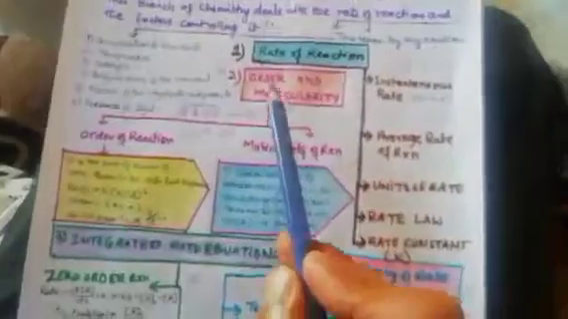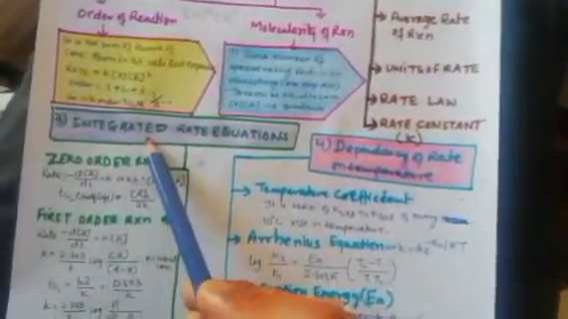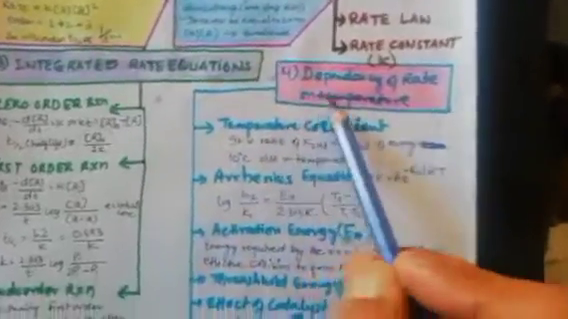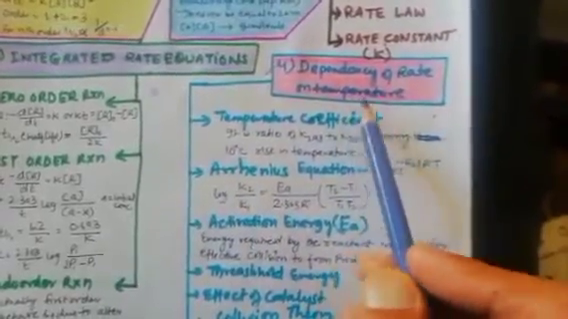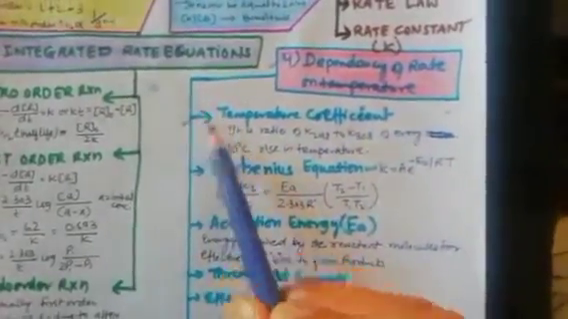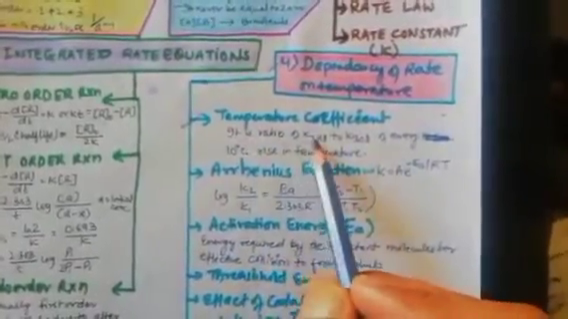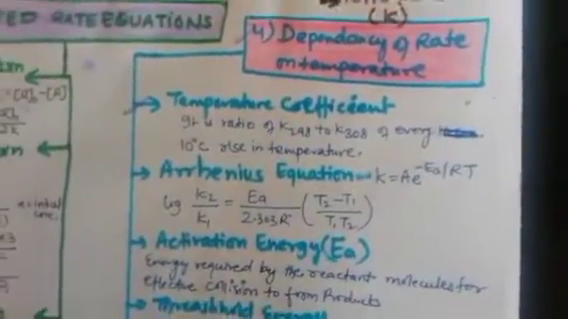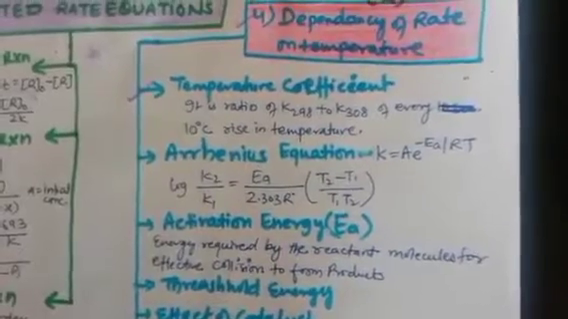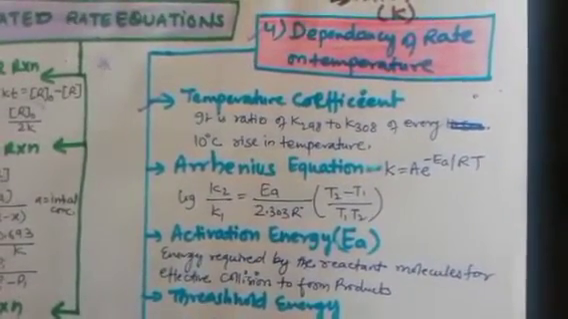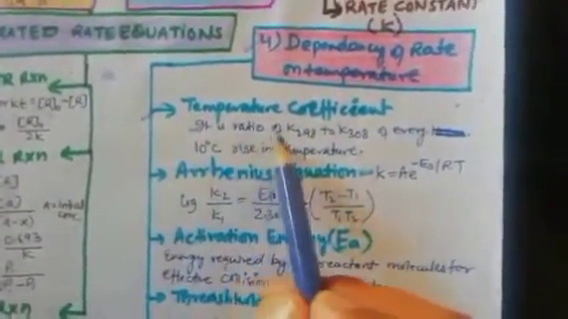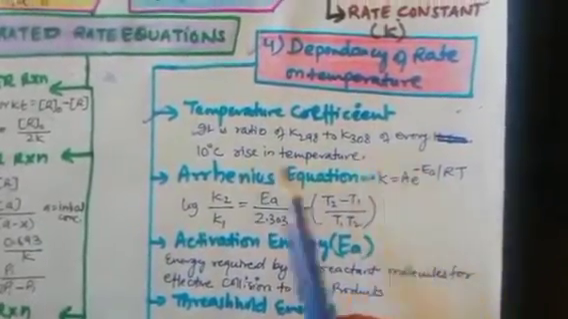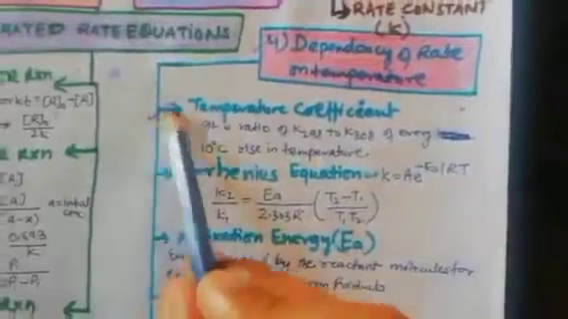Then after we do rate of reaction, order and molecularity, and come to know the integrated rate equations, lastly we will study the dependency of the rate of reaction on temperature, meaning on which factors the rate of reaction depends. So first is the temperature coefficient. It is the ratio of K at 308 to K at 298. Try to understand: it means that the rate of reaction changes after each 10 degrees Celsius rise. So this is the ratio of rate constants for every 10 degrees rise in temperature. That factor we will study.